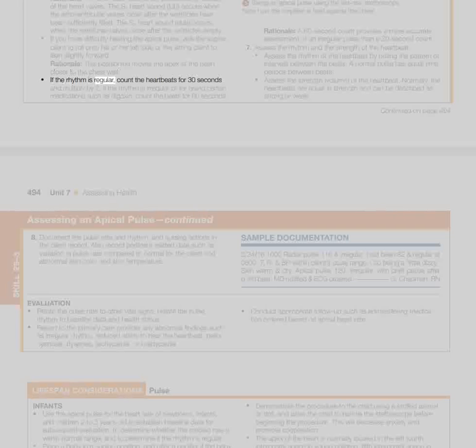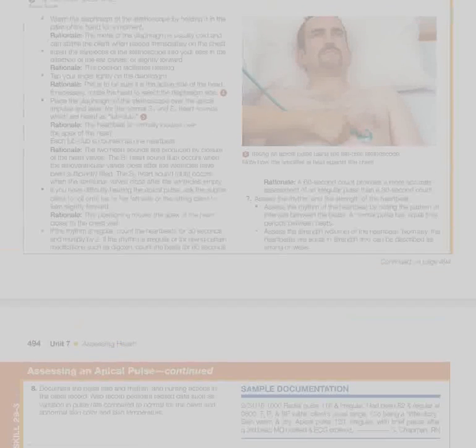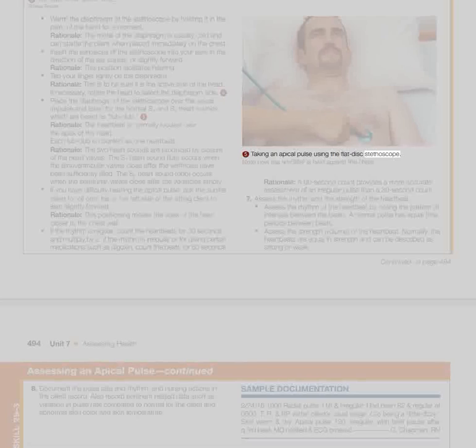If the rhythm is regular, count the heartbeats for 30 seconds and multiply by 2. If the rhythm is irregular or for giving certain medications, such as digoxin, count the beats for 60 seconds. Taking an apical pulse using the flat disc stethoscope. Note how the amplifier is held against the chest. Rationale: a 60-second count provides a more accurate assessment of an irregular pulse than a 30-second count.